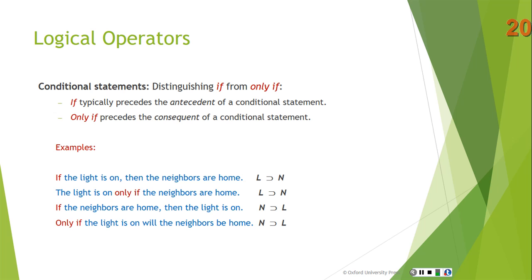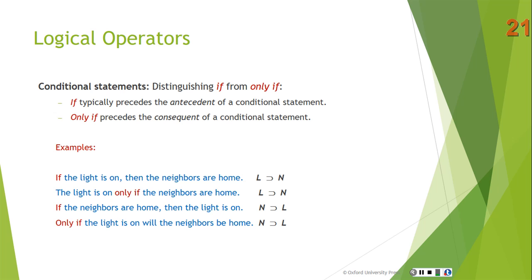But if you have "the light is on only if the neighbors are home," the phrase that follows the "only if" we treat as the consequent. The phrase that precedes the "only if" we treat as the antecedent. And there's a logical reason for this, but I won't go into it just yet. If the neighbors are home, then the light is on. So "neighbors are home" is the antecedent, so we put it before the horseshoe, represented by N. "Light is on" is the consequent, we put it after the horseshoe, represented by L.